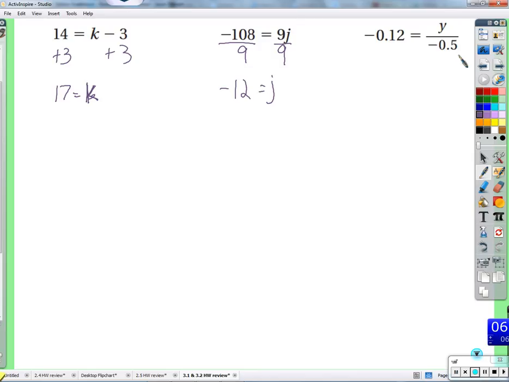Oh, I was going to do the next one. Oh, the next one. Well, I guess we're ready for that, right? Okay, what do we do? It would multiply each side by -0.5. Anytime you multiply a fraction that has something in the denominator by that thing that's in the denominator, you always cancel the denominator out. So multiply this by -0.5, and what's -0.5 times -0.12? +0.06. That's what I thought, but I wasn't sure.